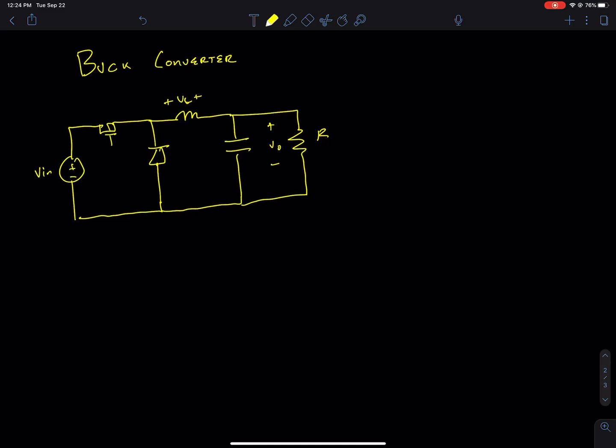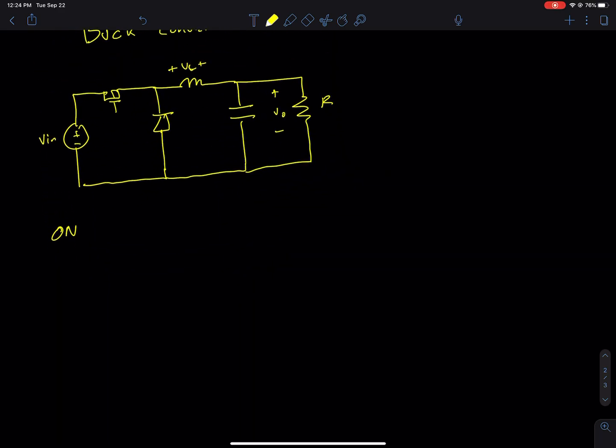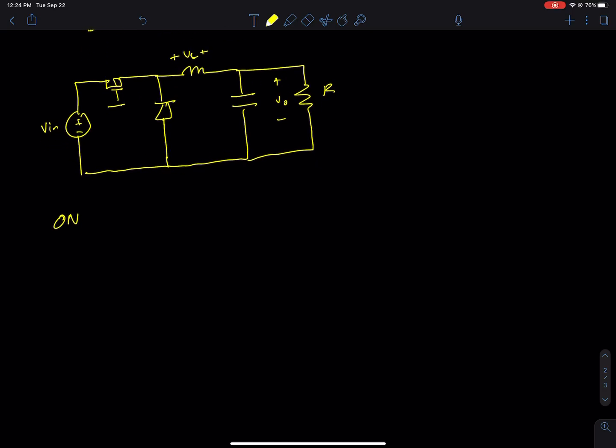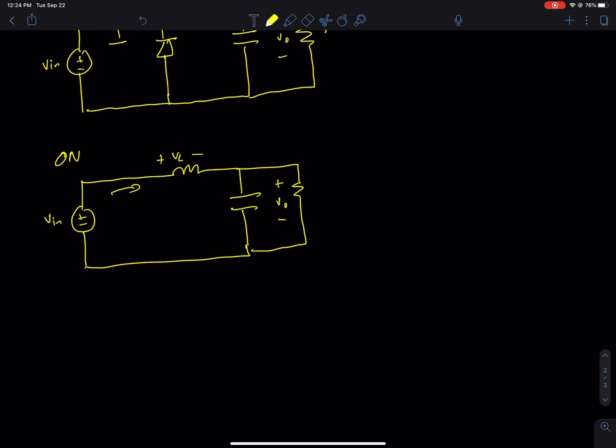We're going to split this up into two phases, an on phase and an off phase. First, we're going to solve for the buck converter during the on phase, which means that this MOSFET right here is on. So when this MOSFET is on, this circuit looks like this. We have the capacitor right here, the load, Vout, and VL. The current is flowing through the inductor from the MOSFET and not down to the diode. So the diode's not part of the on circuit.